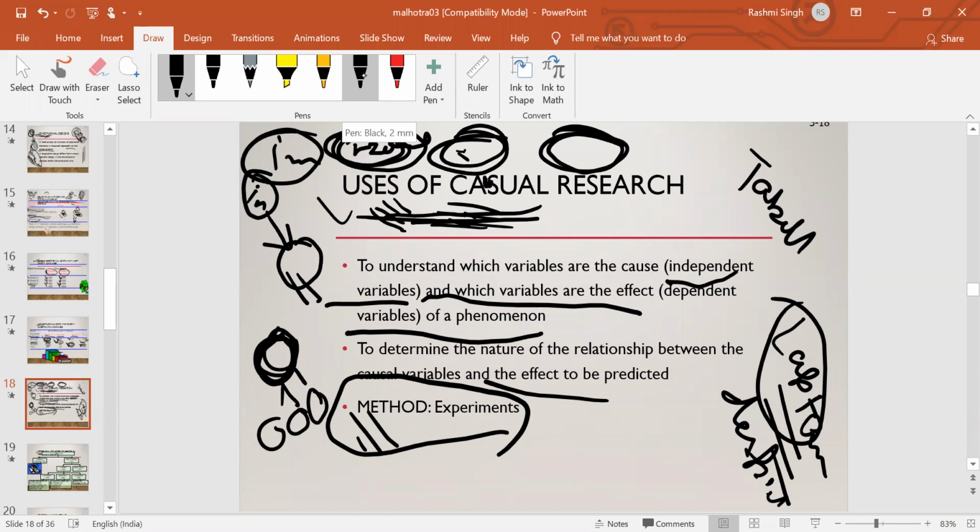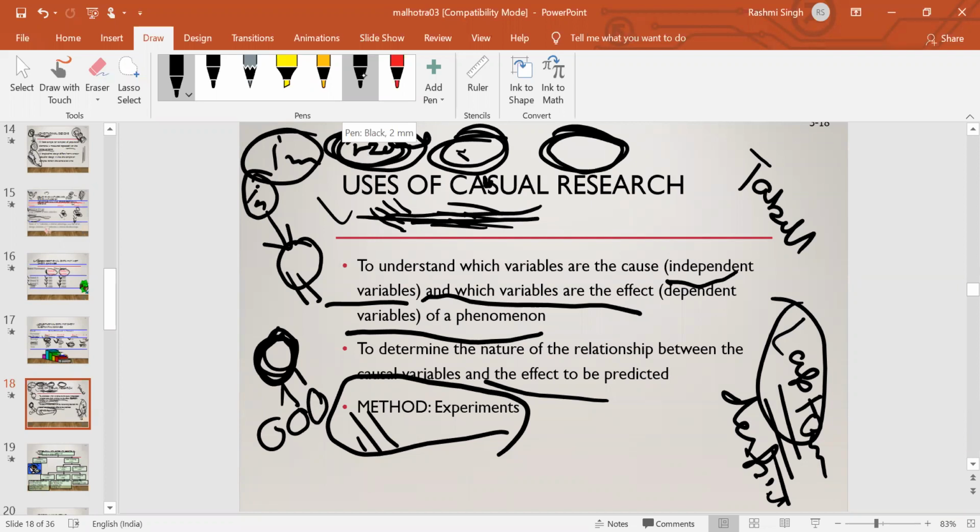So firstly you will perform the exploratory research, you will identify the variables and all. Then you will develop your hypothesis, then you will define your target market, means you will do the profiling of the consumer, that is a descriptive research.